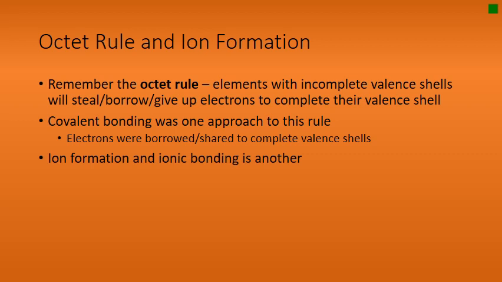Quick review. Please remember the octet rule, that elements with incomplete valence shells will do whatever they need to do with their electrons to complete their valence shell. Covalent bonding was one approach to this. In covalent bonding, valence electrons are shared by atoms to complete covalent bonds and to complete the valence shells of the atoms that are bonding. The formation of ions and the formation of ionic bonds is another approach to satisfying the octet rule.